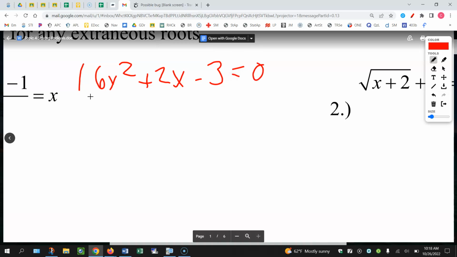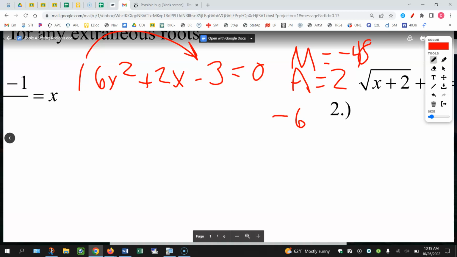First thing you want to check for is a GCF. There's no GCF. So 16 times negative 3, we need numbers that multiply to negative 48 that add up to positive 2. Okay, so I'm in the calculator, I'm going to do negative 48 divided by x, figure that out. My magic numbers are going to be negative 6 and positive 8.